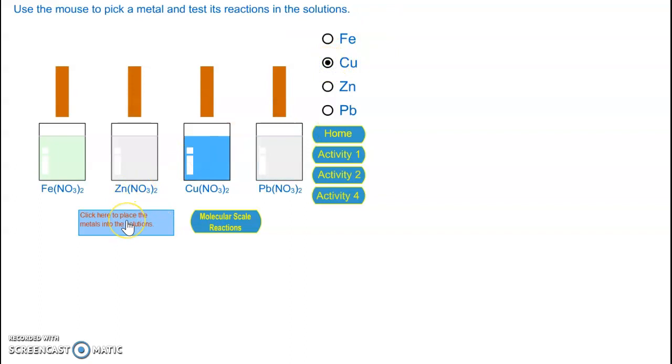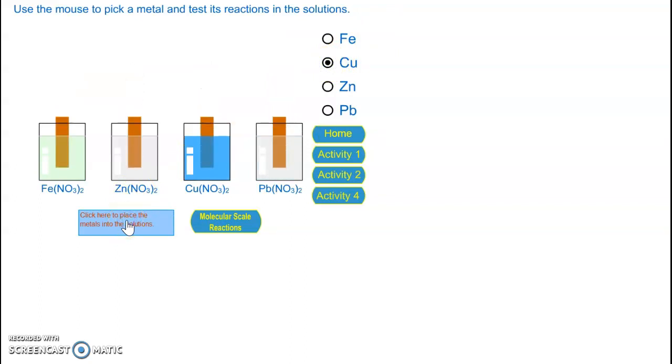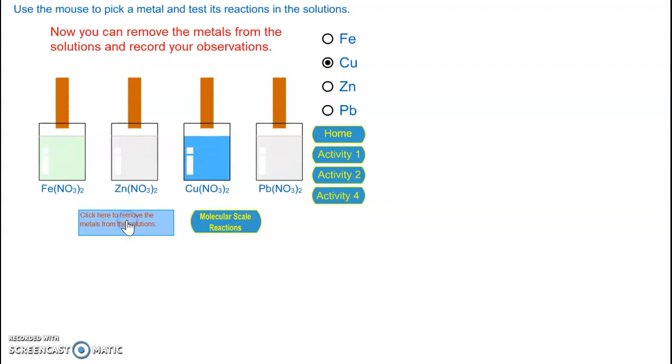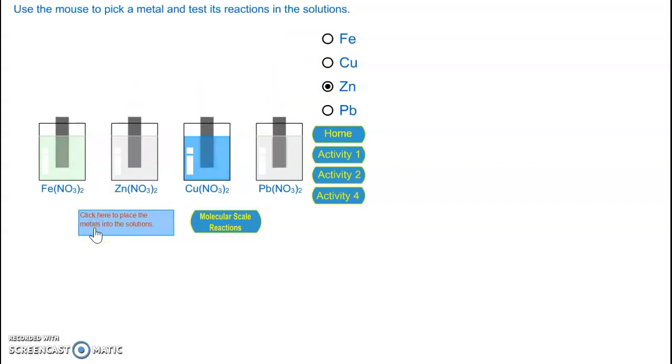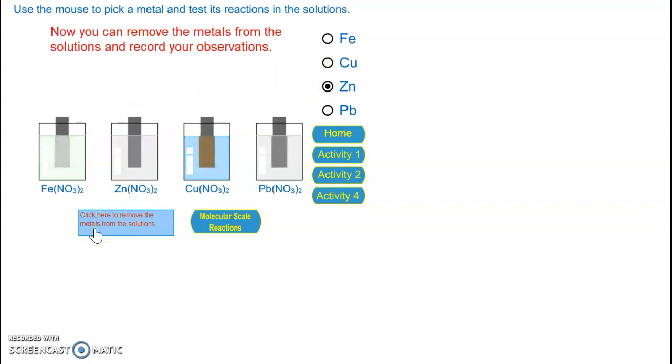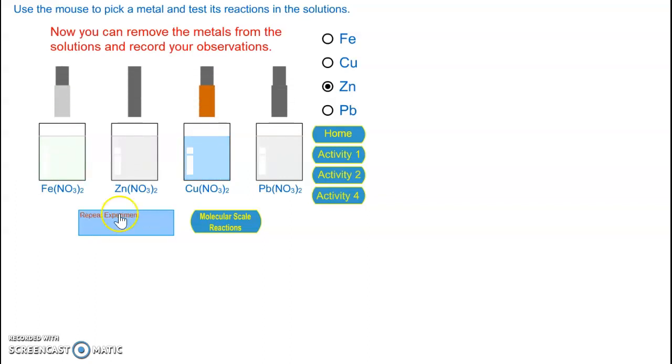We're going to dip copper down into each of these. Give it some time to react. Now we can remove it. And then we're going to put some zinc in. And now it's done reacting. We can remove it, write down those observations, and this is plated here. It's just the same color.